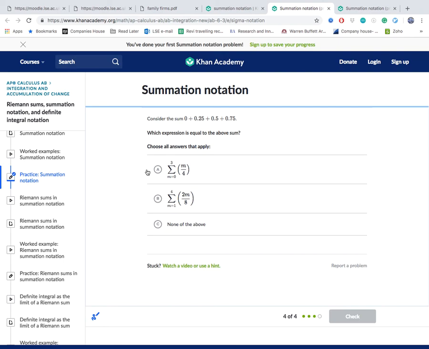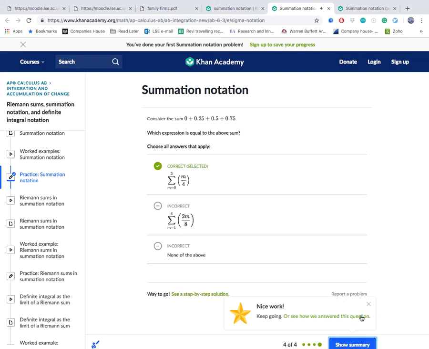The answer is, of course, open this up. If m is equal to 0, what does the inside become? 0 over 4, which is the first term. If m is equal to 1, what does this become? 1 over 4, which is 0.25. If m is equal to 2, this becomes 2 over 4, which is 0.5. If it's equal to 3, 3/4, 0.75. So of course the right answer is A. And if you did this, check. Nice work. Keep going.